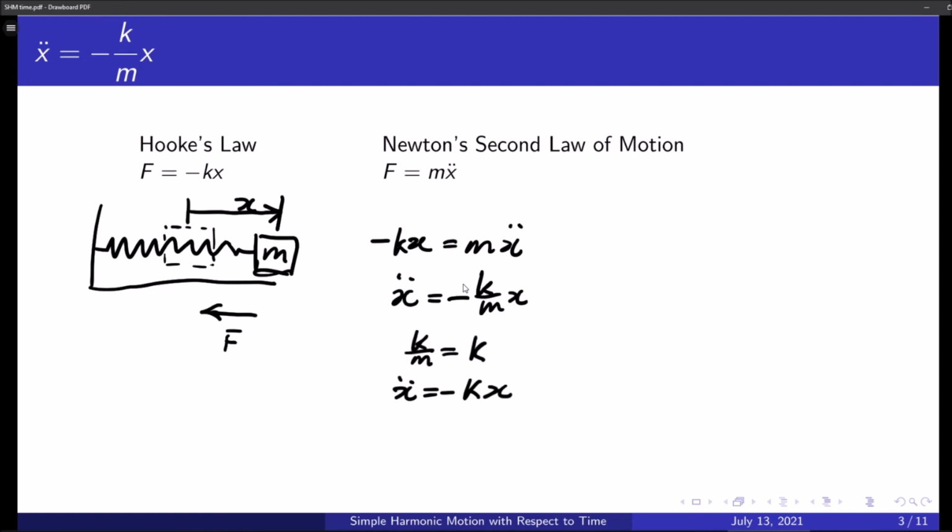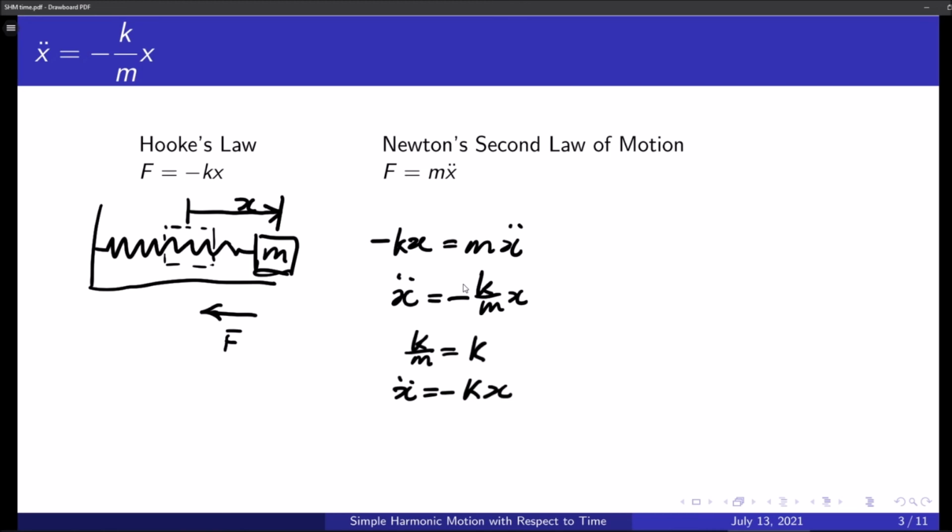This just tells us the second derivative of a specific function x. They're both functions of time. So the second time derivative of x is equal to minus K times the original function. So the function we are looking for has a second derivative proportional to the opposite of the original. So which class of functions can be used as a solution for this differential equation?